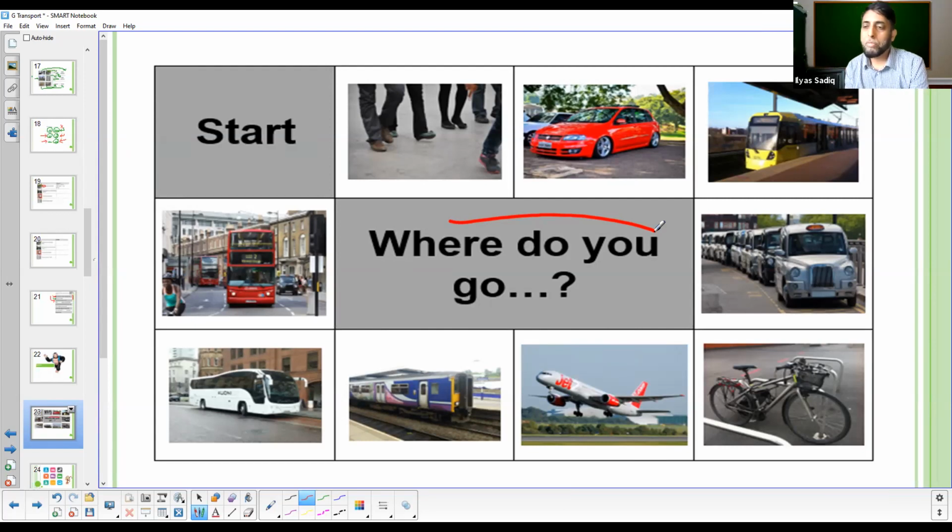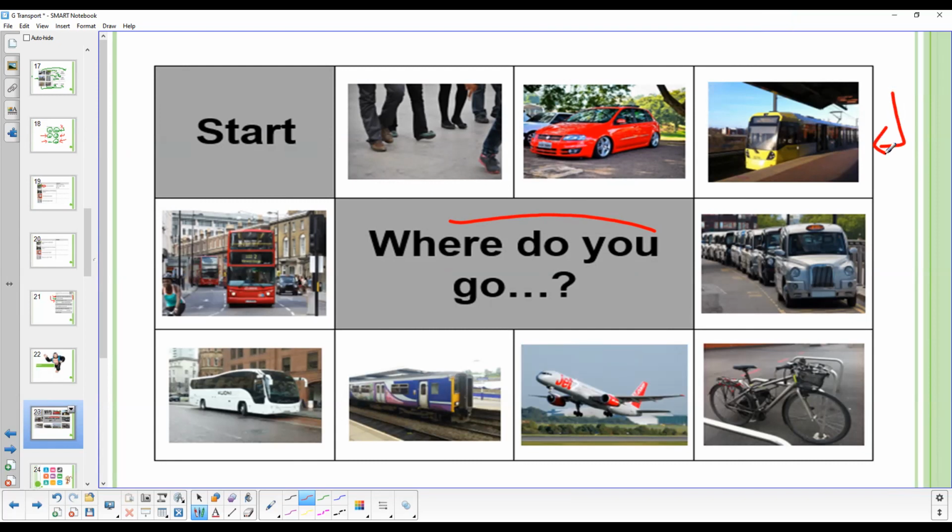Anyone? Where do you go by tram? Let me ask Zizi Ahmed. I went to the town center by tram. Okay. Zizi Ahmed, would you ask a question? Any question that you want to ask to anybody?